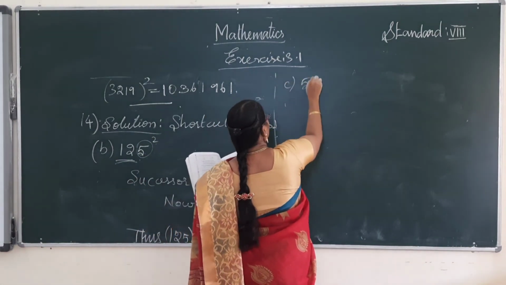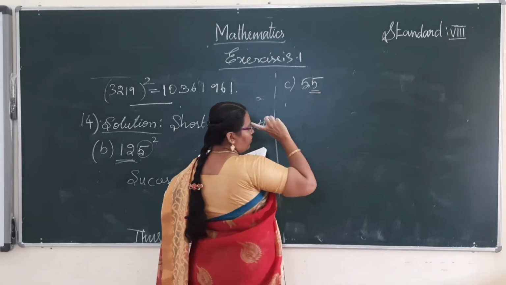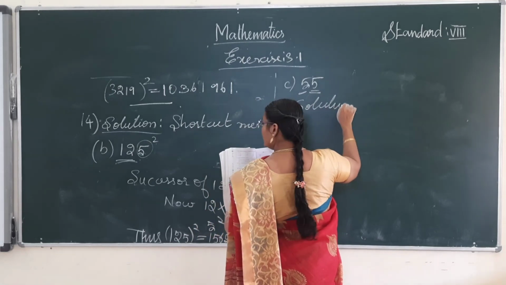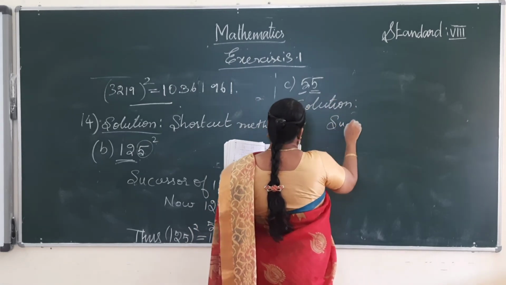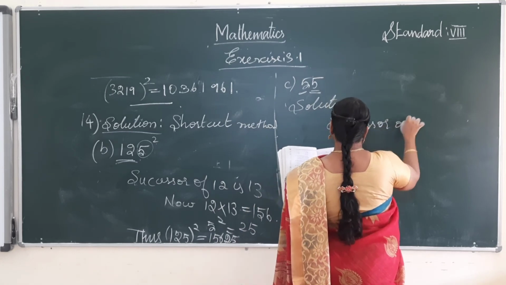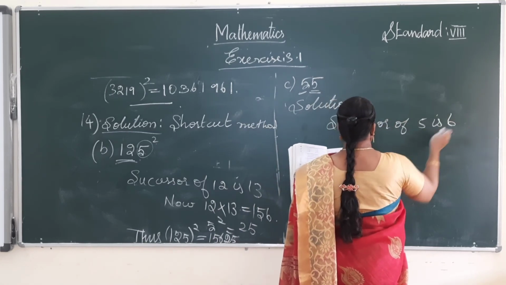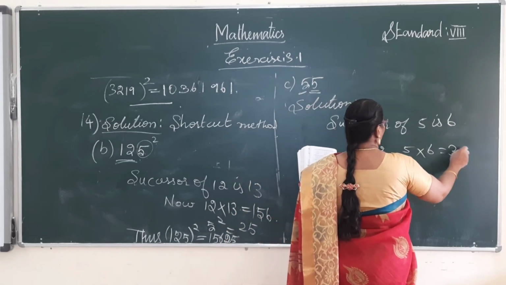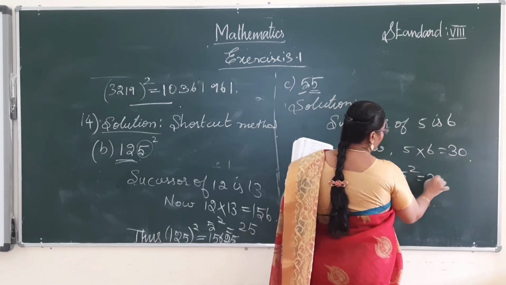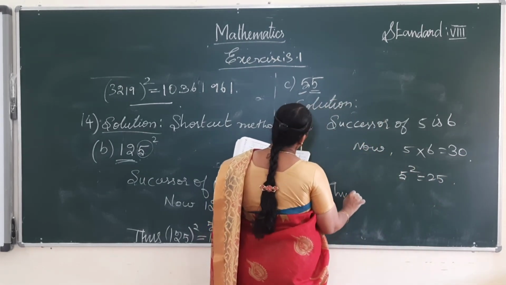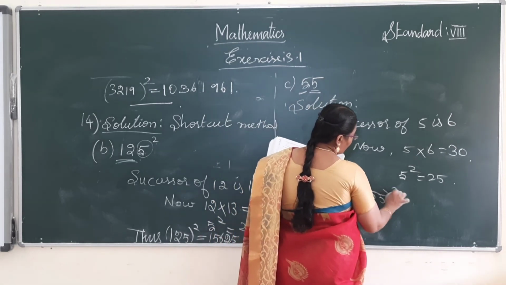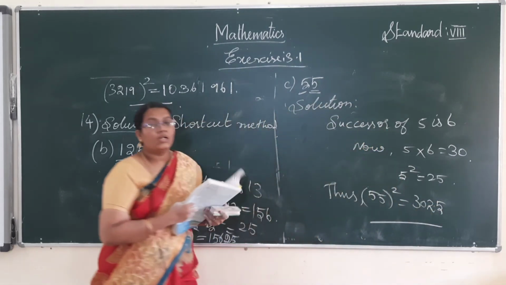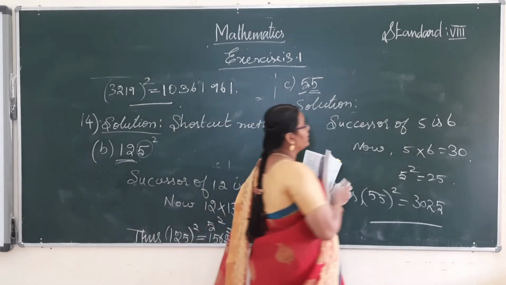55 is given. Okay, as usual leave the 1's place. Now consider the 5. So solution, successor of 5 is 6. Now multiple of 5 into 6 is 30. So 5 square is equal to 25. Thus 55 square is equal to 3025. That's all. I will write the homework on that side.